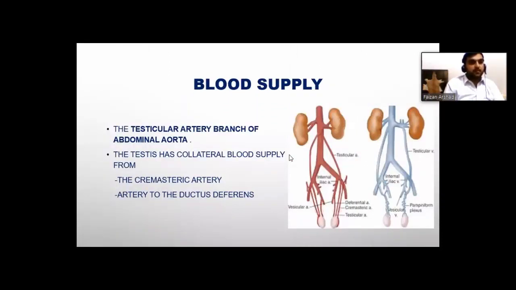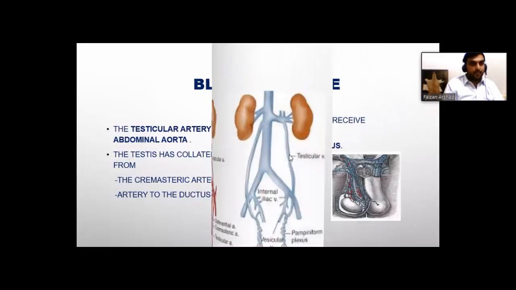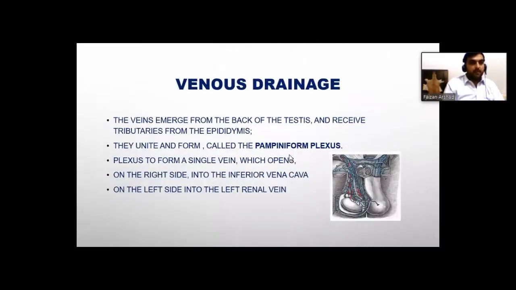Blood supply: the testicular artery is a branch of the abdominal aorta. The testis has collateral blood supply from the cremasteric artery and the artery to the ductus deferens. And the venous drainage: each vein emerges from the back of the testis, with tributaries from the epididymis, and they form the pampiniform plexus. On the right side, it drains into the inferior vena cava, and on the left side into the renal vein.